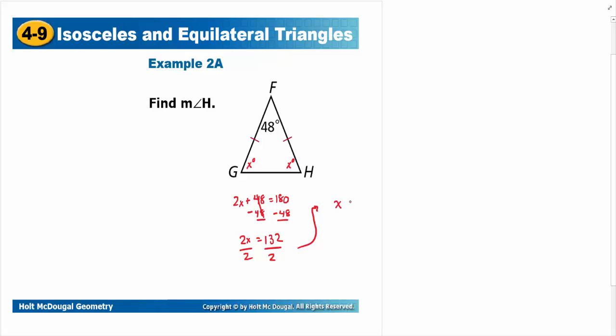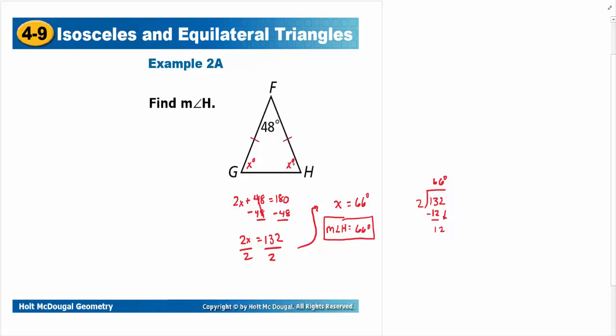So x equals, and if you don't know how to do it, again, 2 goes into 13 6 times. That's going to be 12. Subtract, pull down the 2. 2 goes into 12 6 times, and we get 66 degrees for x. Now again, make sure you understand x is the measure of angle h. You should finish your question off saying that the measure of angle h is 66 degrees.